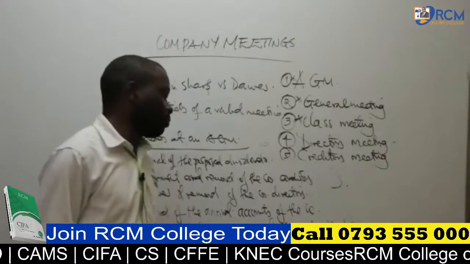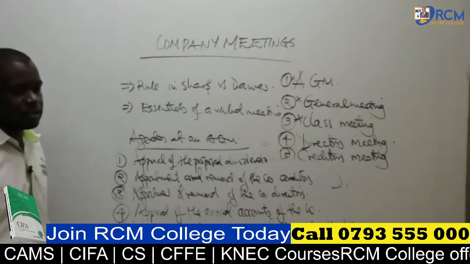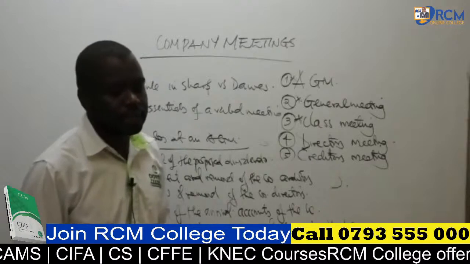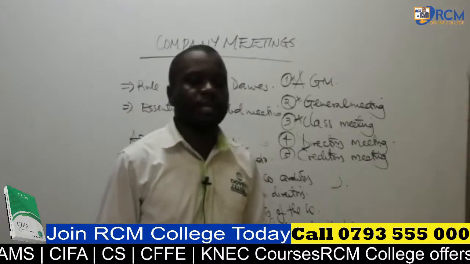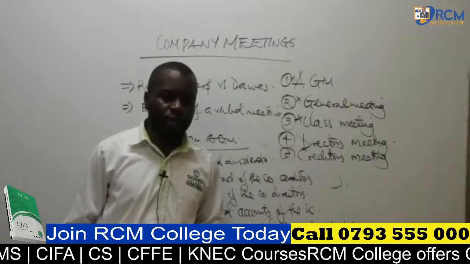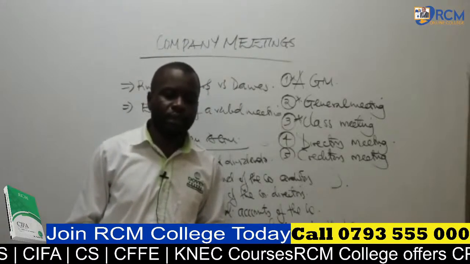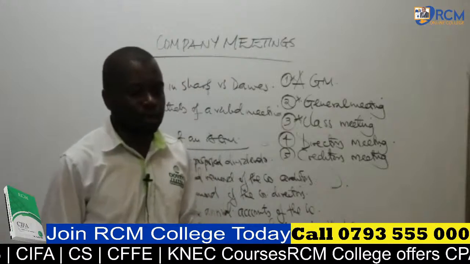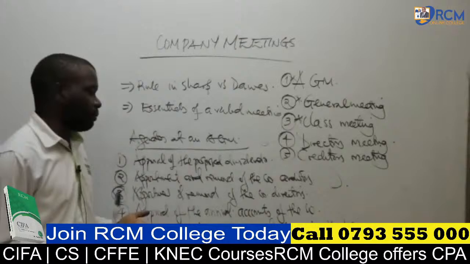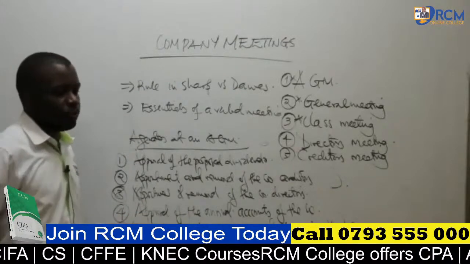The proper notice to convene this particular meeting is normally 21 days. So there should be a notice of at least 21 days as per the requirements of the Companies Act, or the statute. So if you are issuing the notice today, it means the meeting can be held after 21 days. So that is what we mean by an annual general meeting.